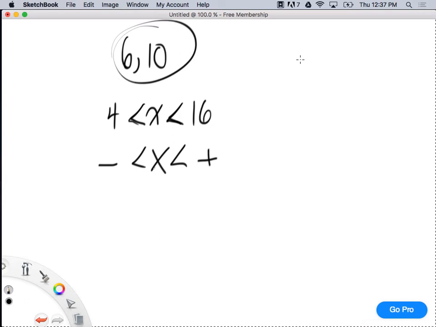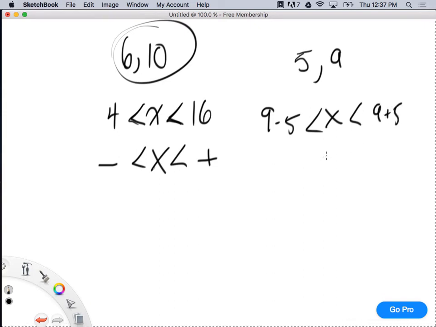So for instance, let's say I've got one that's 5 and 9. How do I find it? Well, I do 9 minus 5, and then 5 plus 9, and 9 plus 5, exactly. And I get x is greater than 4, and x is less than 14.